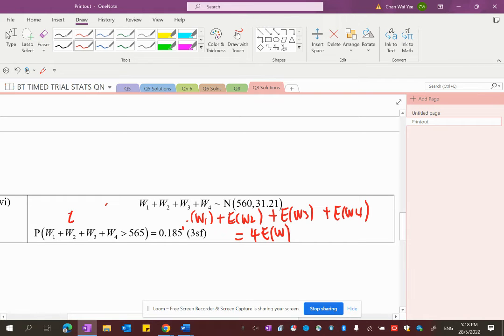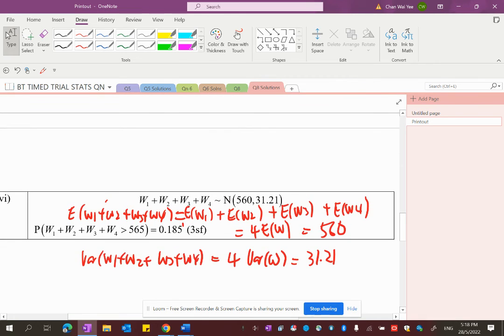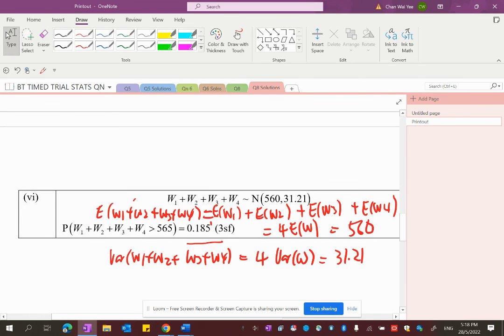Let me write in a space further away. As for variance, you can do the same thing, but because each of the W has the same distribution, it's 4 Var(W), which therefore gives us 31.21. All right. So for being more than 565, again using the graphing calculator, we have the answer as 0.185. All right, so with that, we have completed the review of question 8.